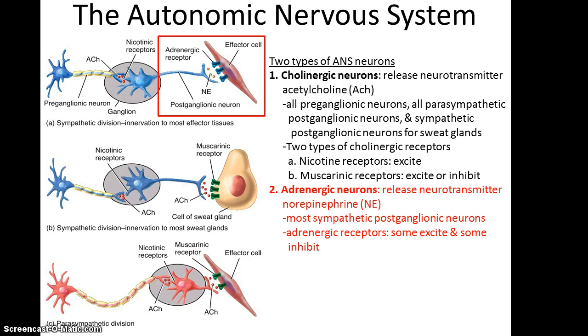The second type of autonomic nervous system motor neuron is the adrenergic neurons. The adrenergic neurons release the neurotransmitter norepinephrine, so that most sympathetic postganglionic neurons are of this kind. So only the sympathetic division, but the majority of them, their postganglionic neurons, release the neurotransmitter norepinephrine, sorry. And this can either excite or inhibit the effector.